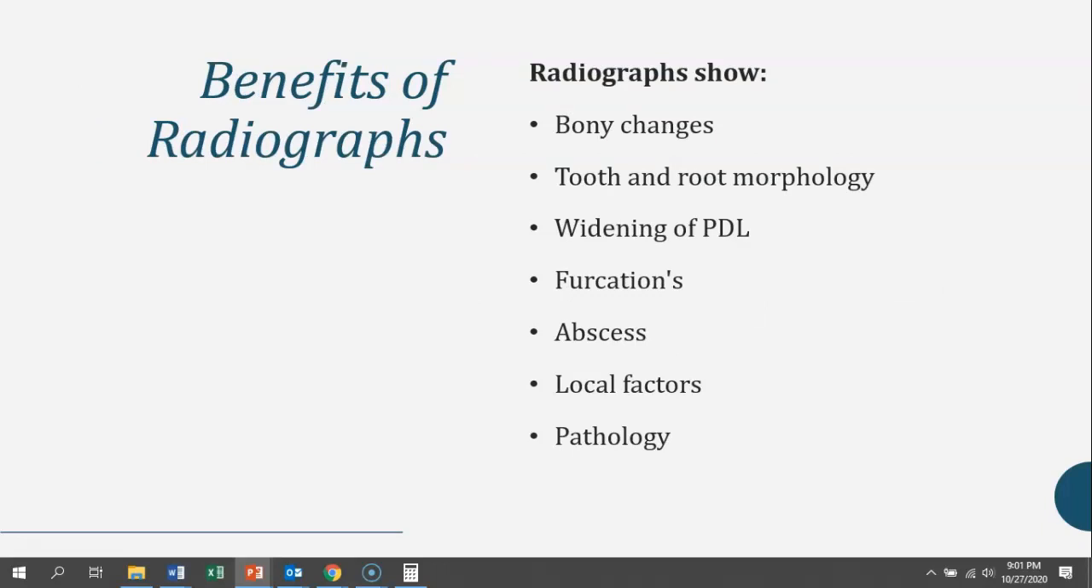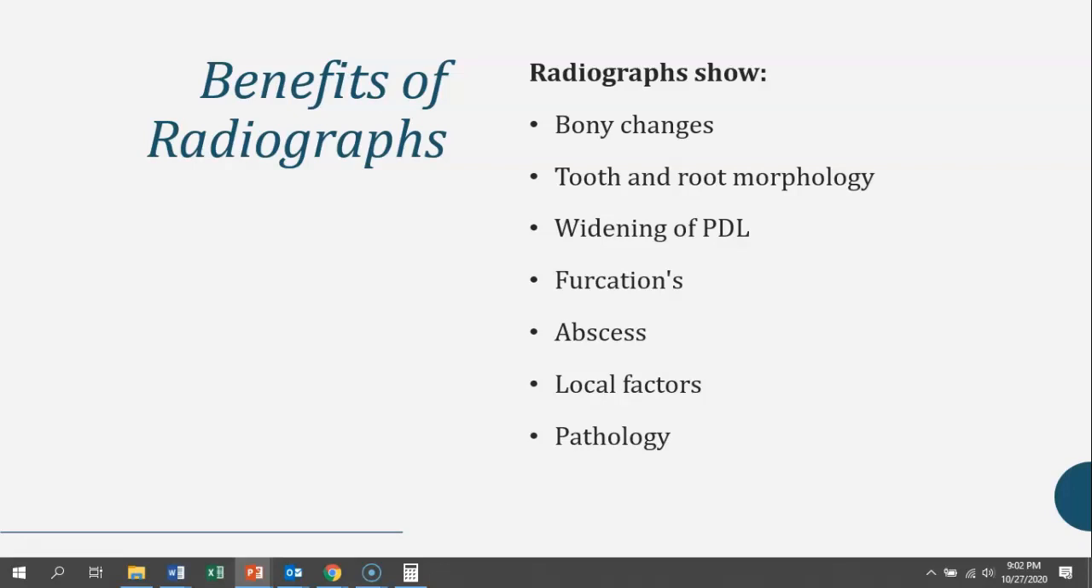So, what are the benefits of a radiograph? Radiographs do show bony changes. You can compare one radiograph to another and see how the bone has changed over time, especially if the same person takes it with the same instruments and the same angle and they're really consistent, or if a team is really calibrated and they just take really great x-rays and things are really consistent, then it's really a wonderful tool for documenting the change over time.